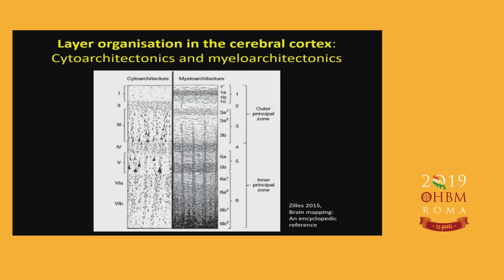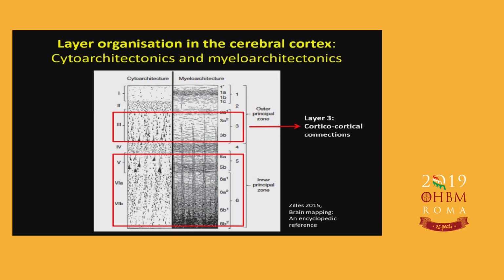So I just want to give a brief overview about the layers of the cerebral cortex first. The isocortex has 6 different layers. Layer 3 has pyramidal cells that form white matter connections with other cortical regions, so these form cortical-cortical white matter connections. Layers 5 and 6 have pyramidal cells that form white matter connections with the deeper structures, particularly the striatum and the brainstem.